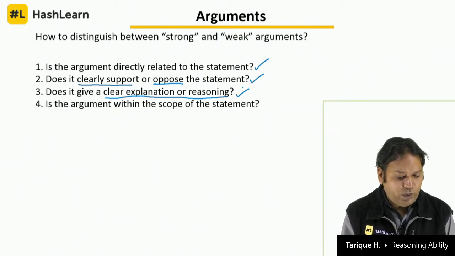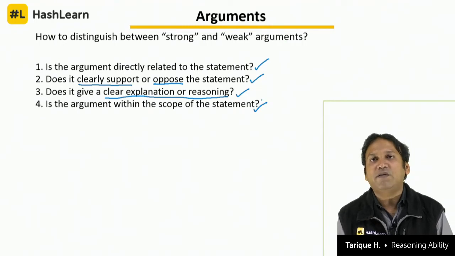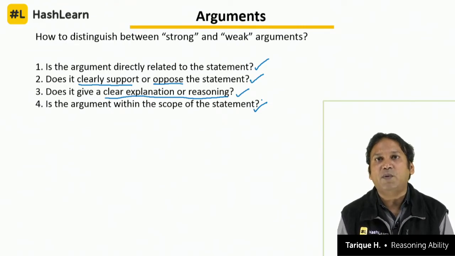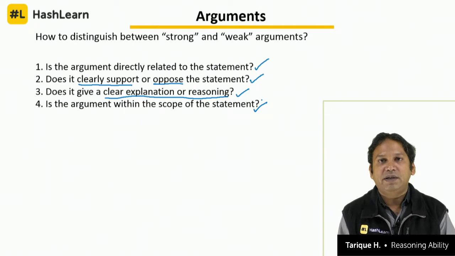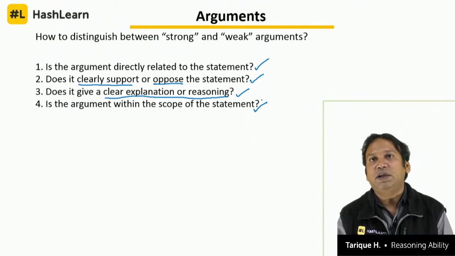Is the argument within the scope of the statement? That is the fourth question. Normally most of the questions which are given, the arguments are within the scope itself, but if there is a situation where there is a statement and the argument is beyond the scope of the question, beyond the scope. Now what is the meaning of scope here? I am talking about a particular question. Let's say that should deemed universities be allowed or banned, and you are talking about school education. I am talking about deemed university.